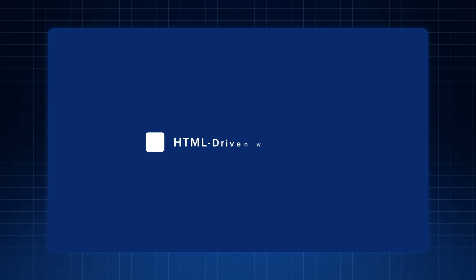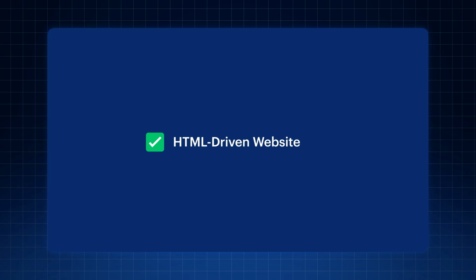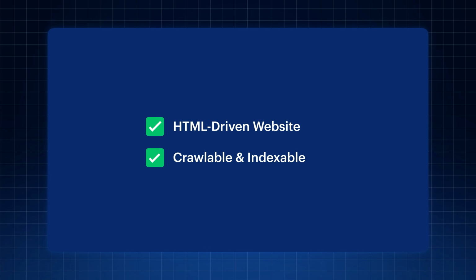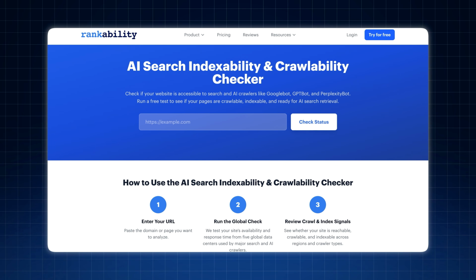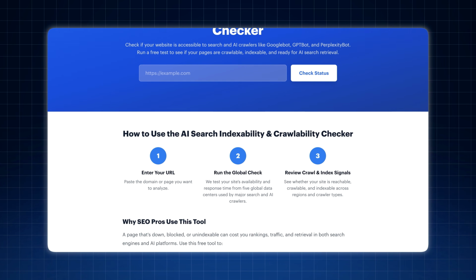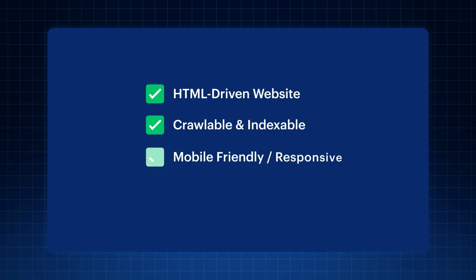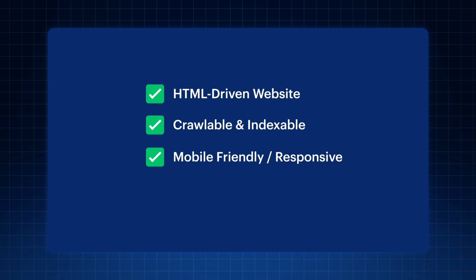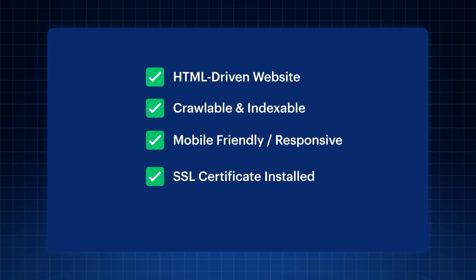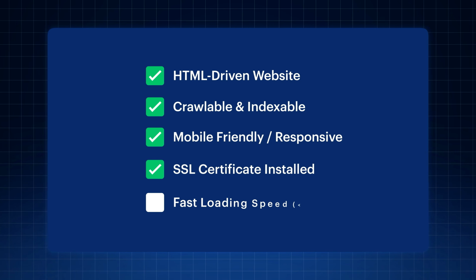The second pillar of SEO is technical. So just cover the basics like using an HTML-driven website because AI doesn't render JavaScript, and make sure your website is crawlable, indexable, and retrievable by search crawlers and AI platforms. Just use Rankability's free AI search indexability checker to do a quick check. You also want to have a mobile-friendly, responsive website that has an SSL certificate installed, and use internal linking and a strong site architecture so that every page on your website is easily accessible and ideally no more than 3 clicks deep. And lastly, make sure your website is blazing fast.